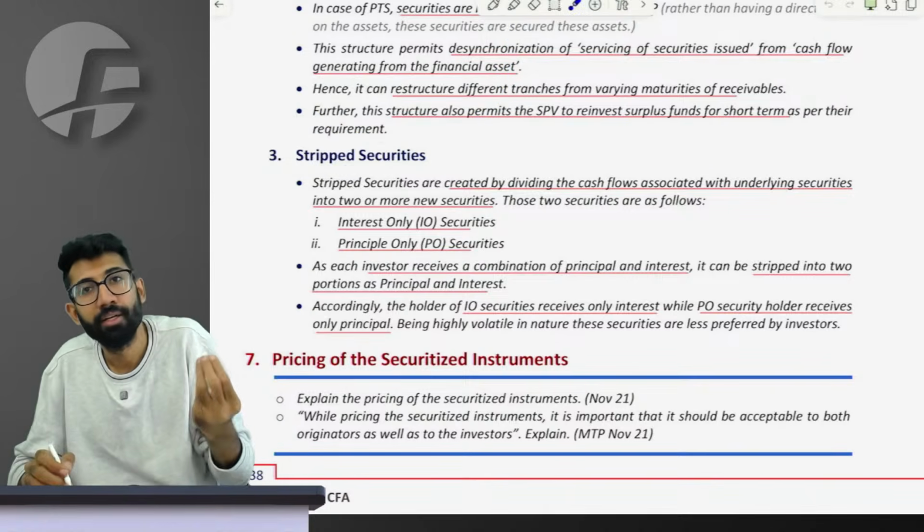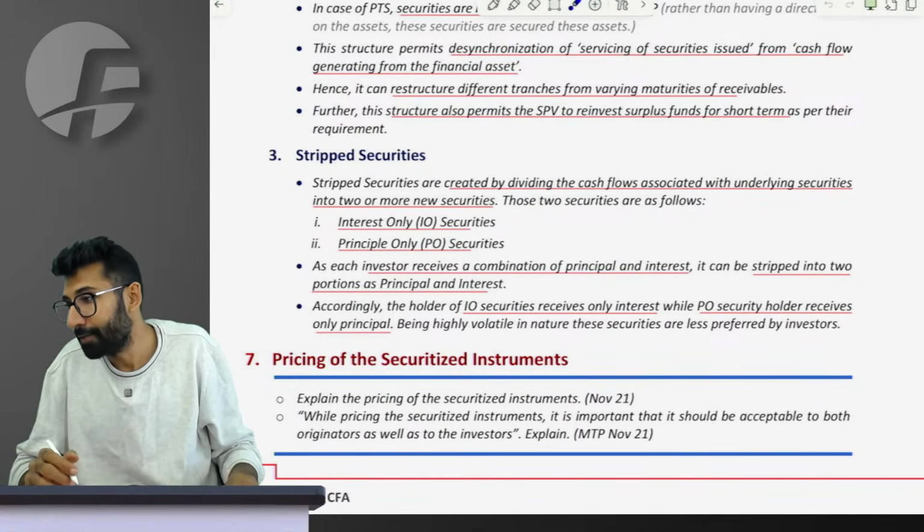Strip through security, another less practical existing subject, right?